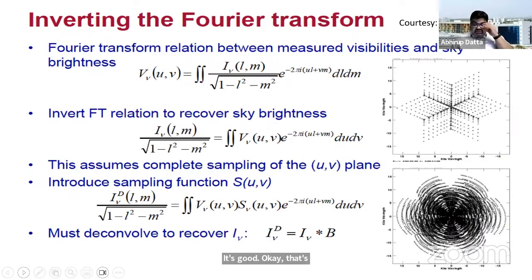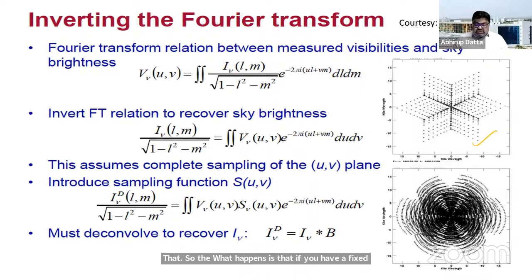Doable. So a few more things in this fashion. We started from this expression. We have the UV distribution. What happens is that if you have a fixed number of antennas, there is a fixed number of baselines. So it doesn't have complete coverage in the UV distribution. It has discrete coverage.